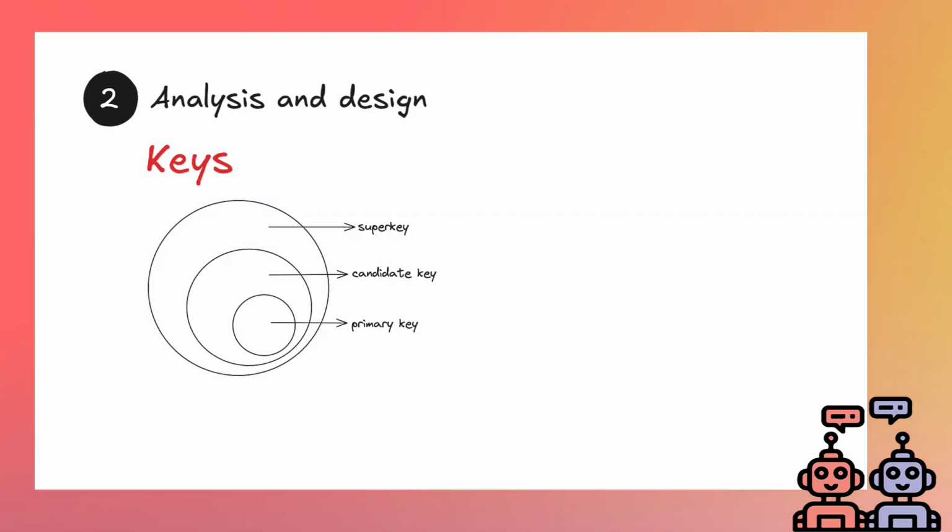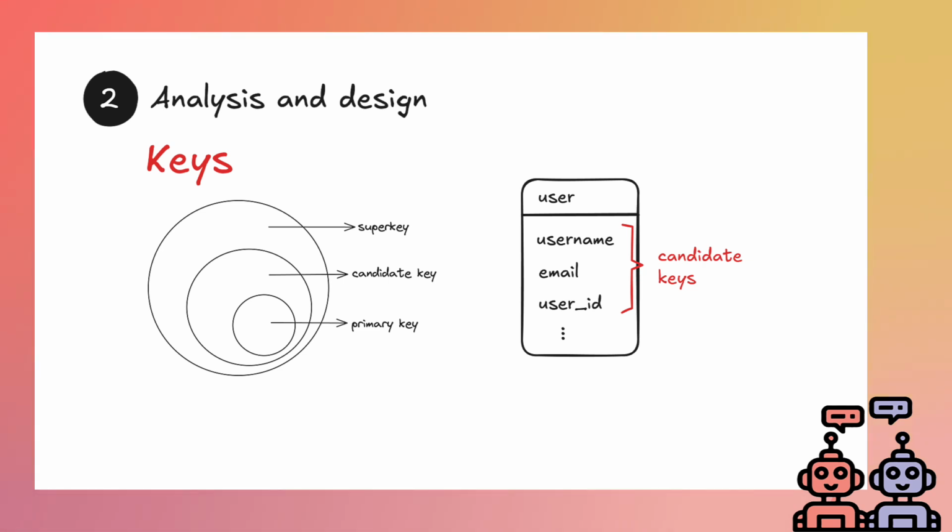What's the deal there? Keys are absolutely crucial. They do two main things. Uniquely identify each record, like each specific customer or order, and link related tables together. All right. First, you identify candidate keys. These are any attribute or combination of attributes that could uniquely identify a row. For a user table, maybe the username, the email address, and a unique user ID could all work as candidate keys. So, multiple options, potentially?